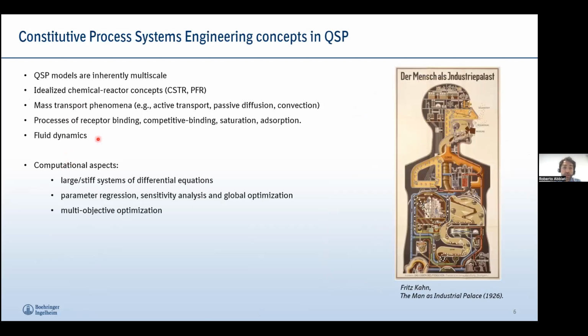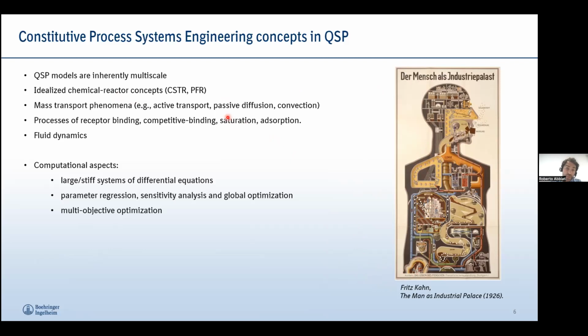This is still, to try to link it back to chemical engineering, or more specifically process systems engineering. On the right side, we have a typical image that is always nice to look at when we make this link. This is actually an old work of art that represents the human body as an industrial plant, and this is really the idea that goes into the definition of many quantitative system pharmacology models.